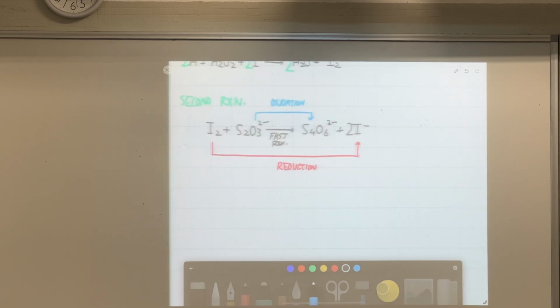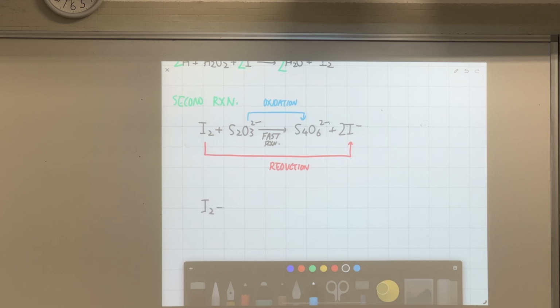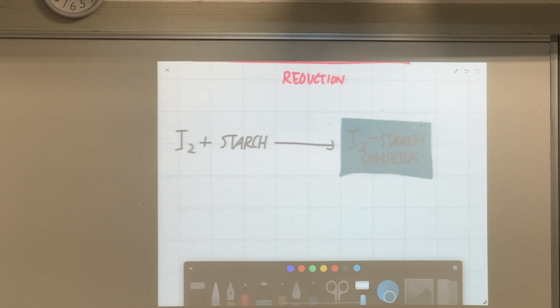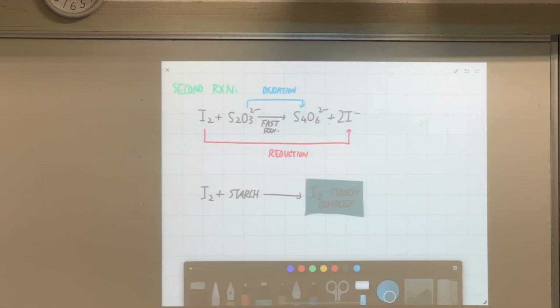Because if there is some excess iodine left, it will react with starch. So for those of you who do biology, you know this. What does iodine and starch react to get? Just tell me the color. Blue-black, which is what you saw in that video. So it will form iodine-starch complex, which is blue-black. So you have this particular shade. Okay, so iodine-starch complex is blue-black. And this reaction is slow.